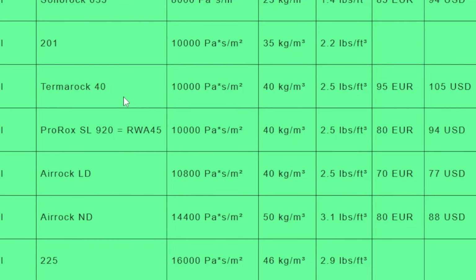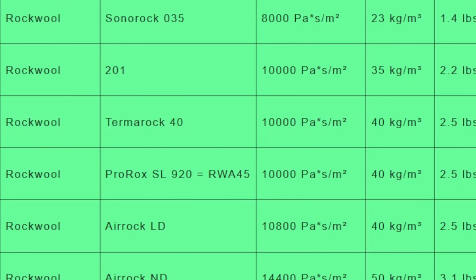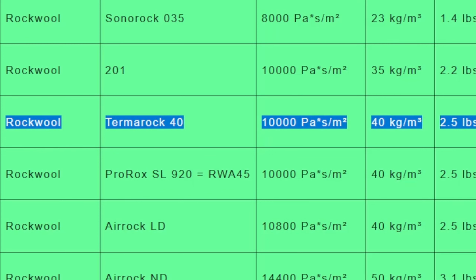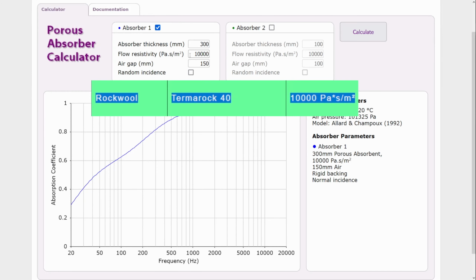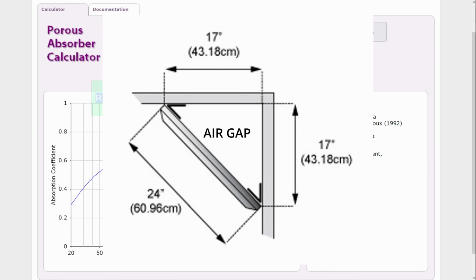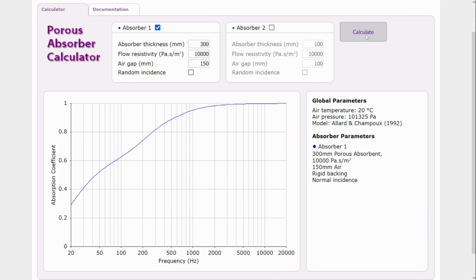So first I like to create a bass trap. Let's say we want to use Rockwool Tamarack 40. So here we're typing in 10K, an absorber thickness of 300 millimeters and an air gap of 150 millimeters. Let's calculate. This is the graph that this porous absorber calculator gave us. You can find the link to this website in the description below. What we can see is that above 500 Hz, the Tamarack 40 does an excellent job, and below 500 Hz, it's a great job as well.